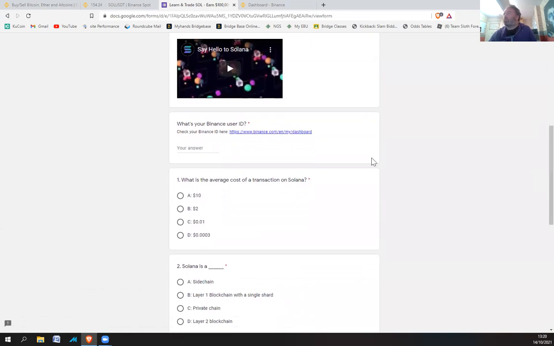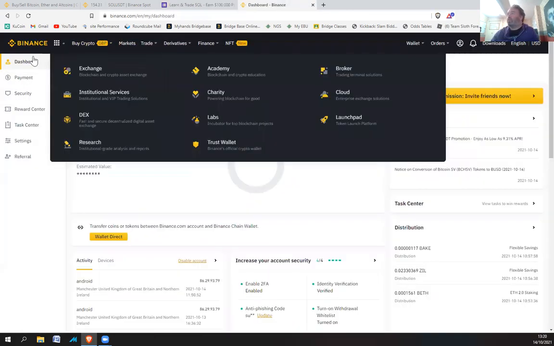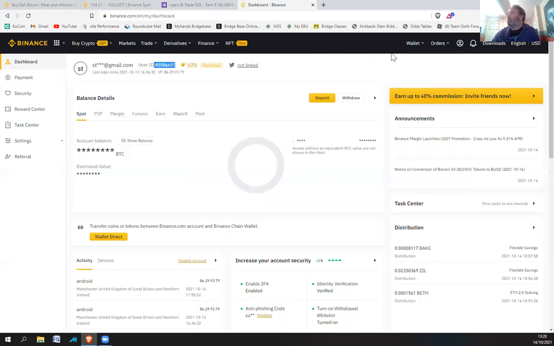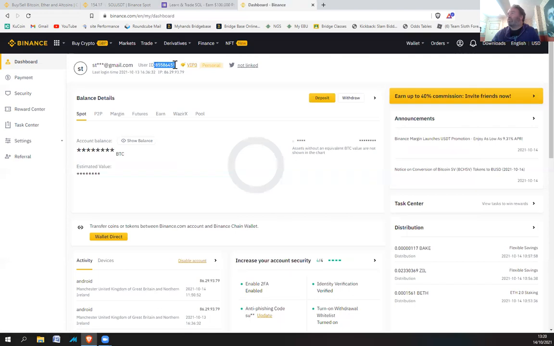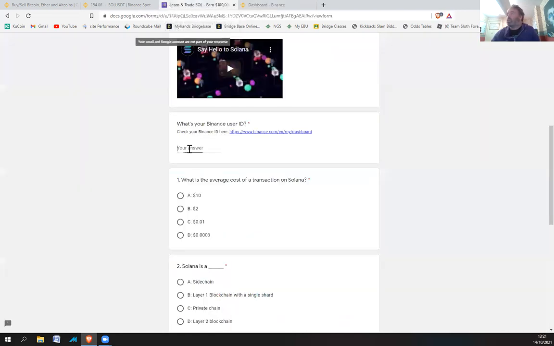So first of all, you need to go to your dashboard. If you go to your dashboard, which is basically here, and you click on dashboard, you can get your user ID. So I'll get your user ID, copy it, stick in your answer here. Okay. What is the average cost of a transaction on Solana?